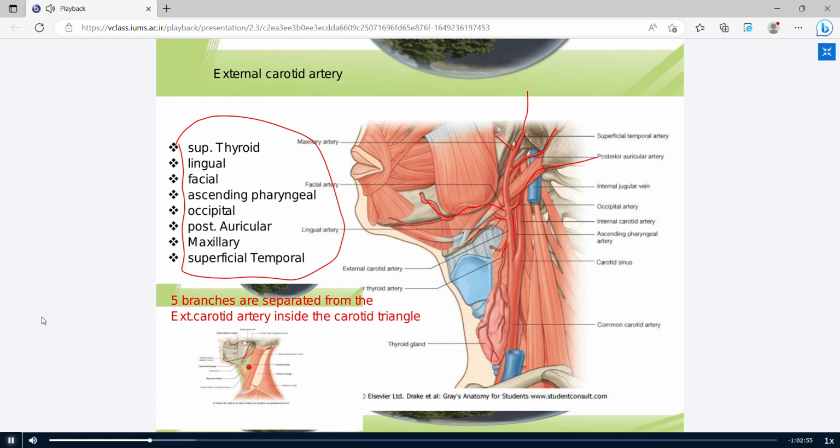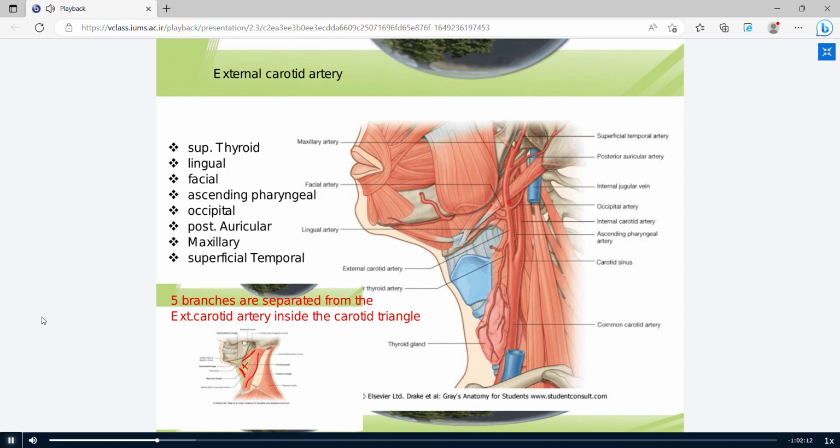At the previous session, I explained about the carotid triangle. This is the carotid triangle. This triangle is formed by the sternocleidomastoid muscle, superior belly of omohyoid muscle, and posterior belly of digastric muscle. This is the carotid triangle. 5 branches of the external carotid artery are separated inside the carotid triangle.